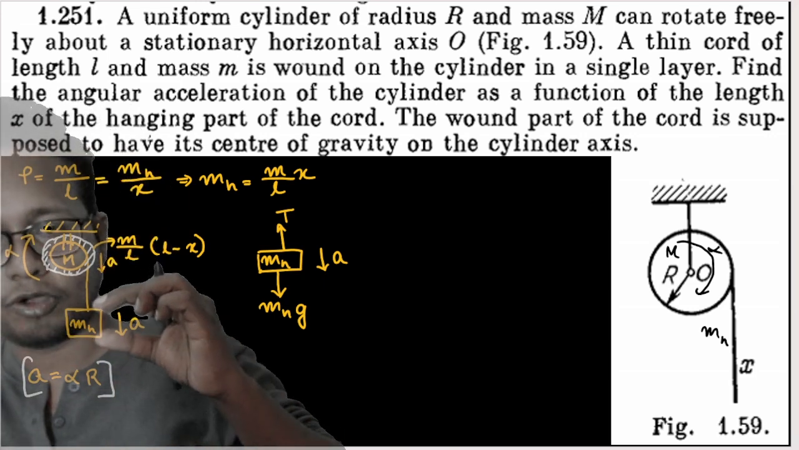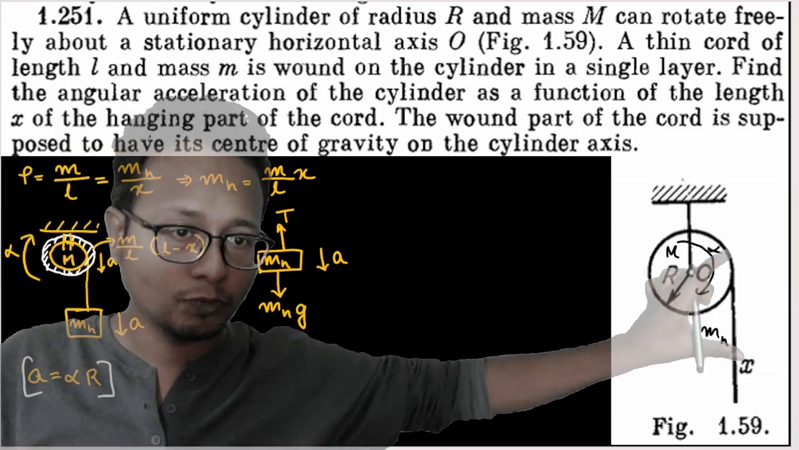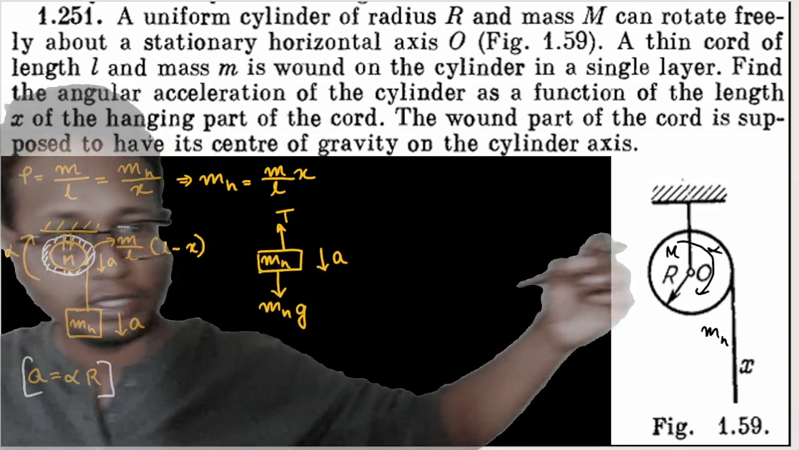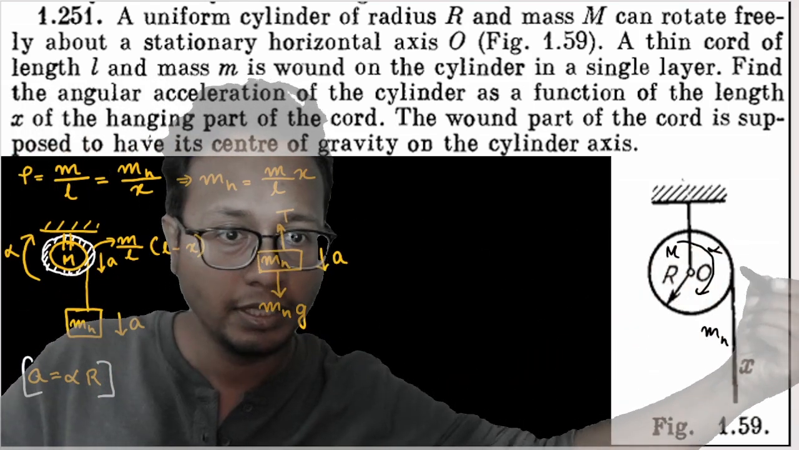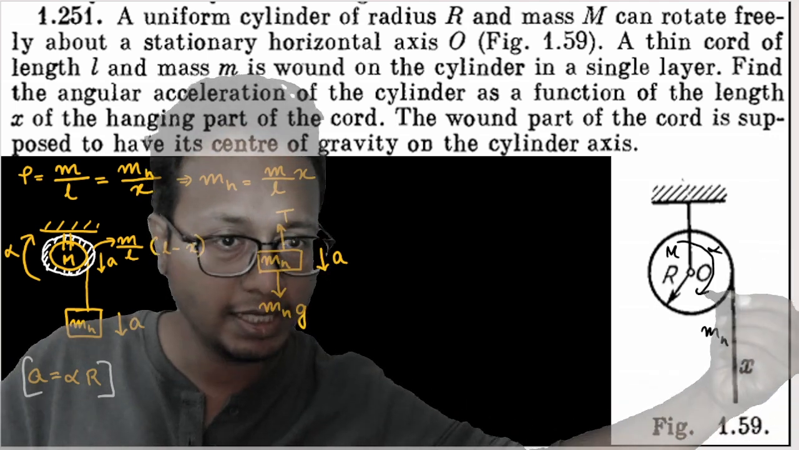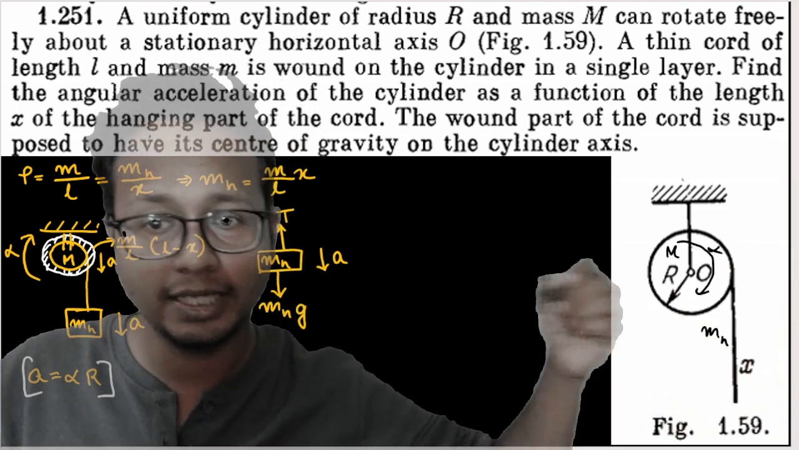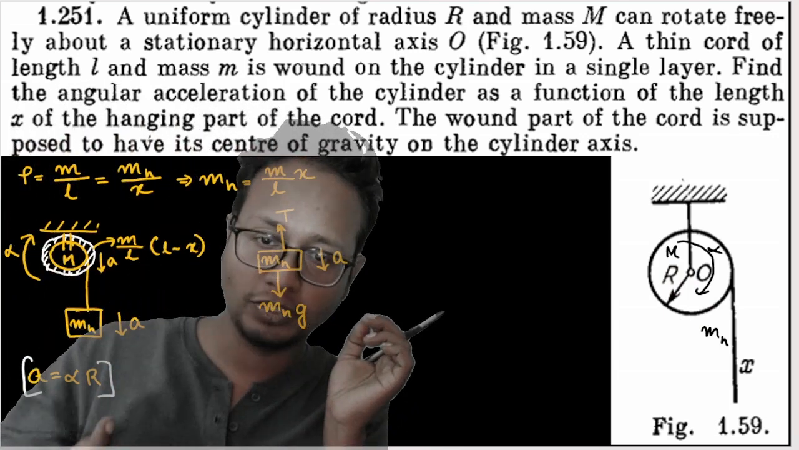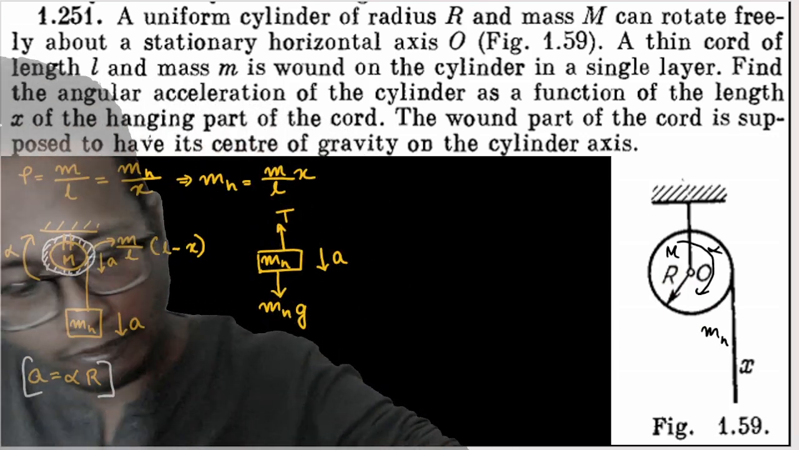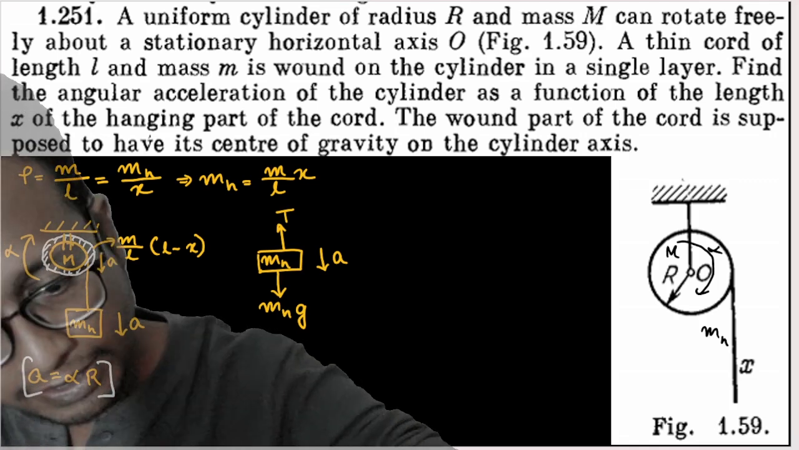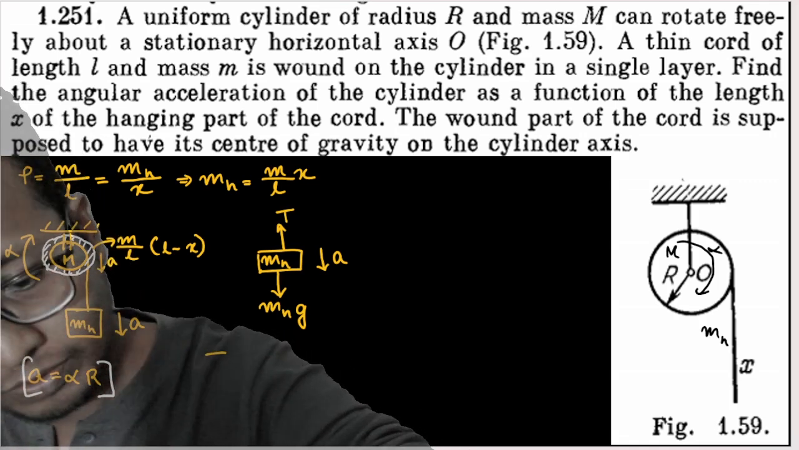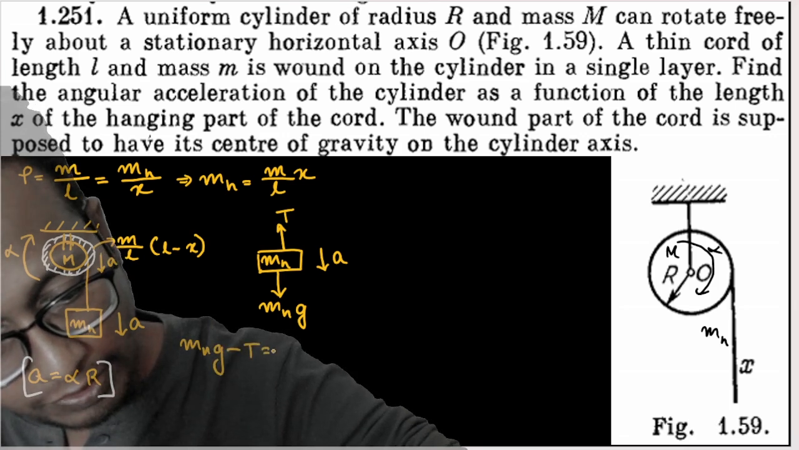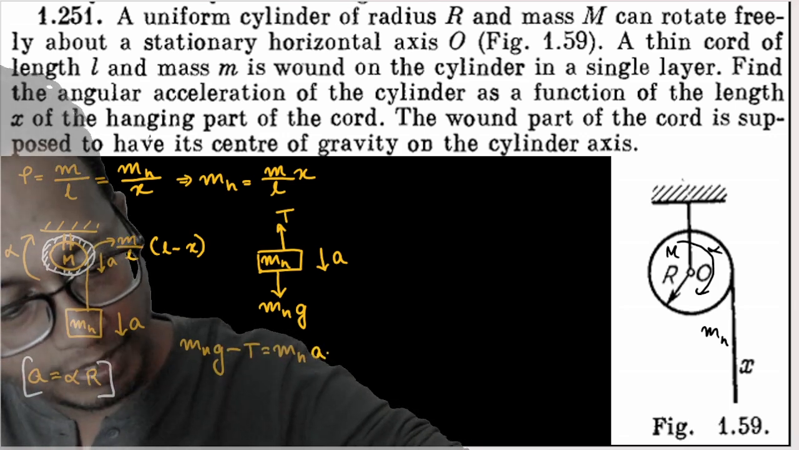If this block, or this mass, or this chain is moving down with a linear acceleration a, the point at the edge of the disk will also move down with acceleration a. So if this is moving down with acceleration a, the relation between alpha and a is a equals alpha into r. So this is the main crux of the question. After that, let's write the equation. T minus mhg, or rather mhg minus T is equal to mh times a, where mh is the mass of the hanging part.